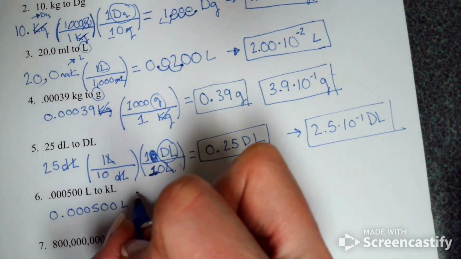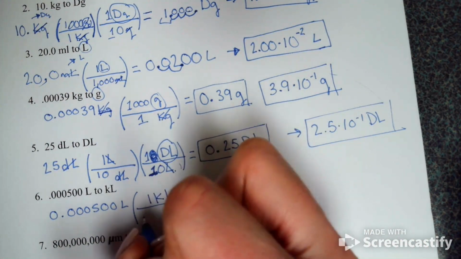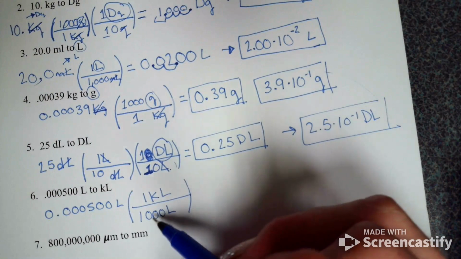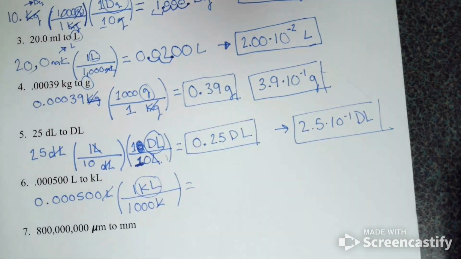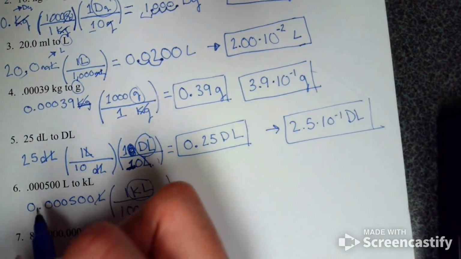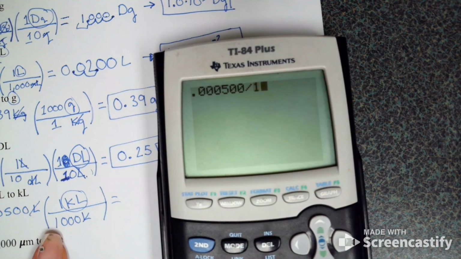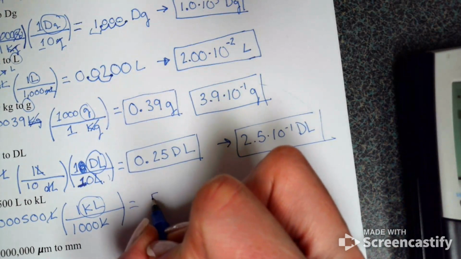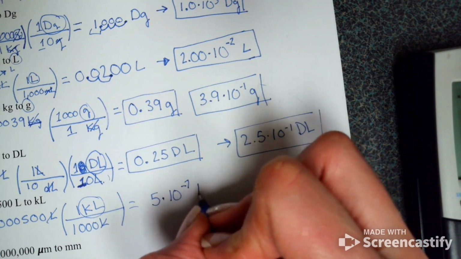0.0005000 liters to kiloliters. So I know in 1 kiloliter, there are 1,000 liters. It's just like a kilometer is 1,000 meters. Liters cross off, and I'm in the unit I want to get to. You can divide by 1,000. I'm going to start by doing my calculator. 0.0005000 divided by 1,000. And my calculator says 5 times 10 to the negative 7th kiloliters.